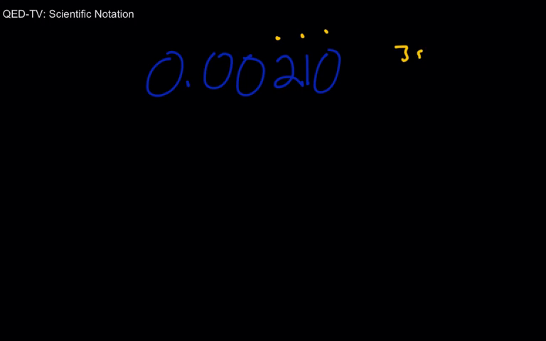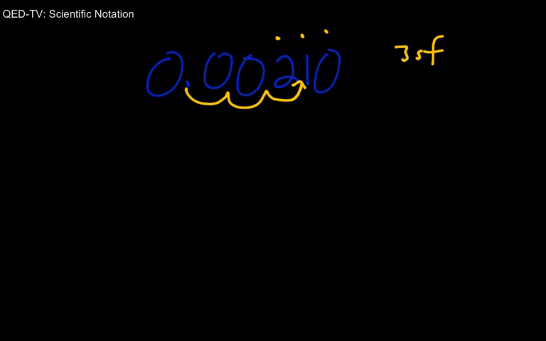Let's try another one. Let's take this measurement here, 0.00210. I'm going to write this in scientific notation. You'll notice this measurement is less than 1, so my exponent is going to be a negative exponent. And if I do Pacific Atlantic, this one and this one are all significant, 3 sig figs, so I need to retain all of those. So I'm going to put the decimal right behind the 2, moving it 3 places.